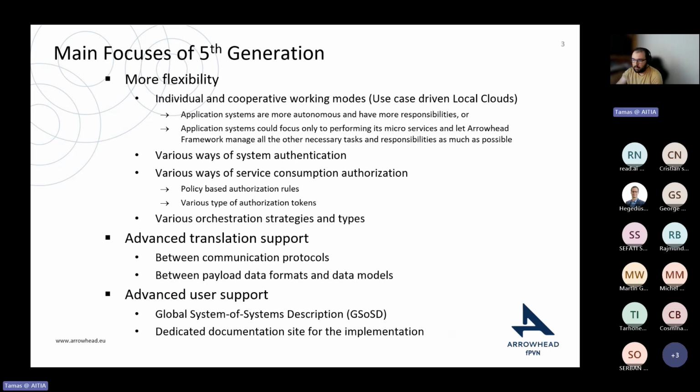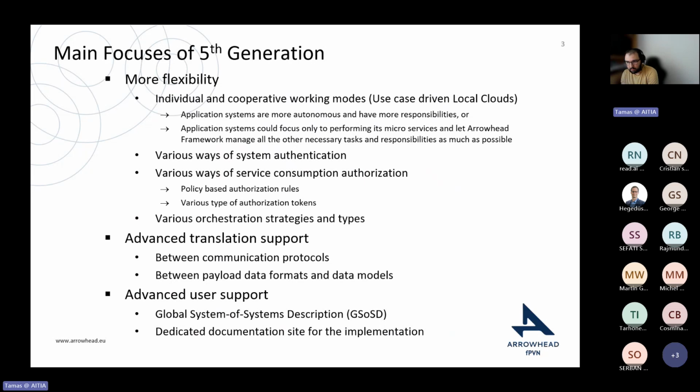And of course, our overall goal is to provide a higher level of user support. That's why we have this global system of systems description. This is a very important document which describes the higher level architecture of an Arrowhead local cloud: what the possibilities are, how the core and support systems can cooperate if required, what the recommended naming conventions are, and so on.